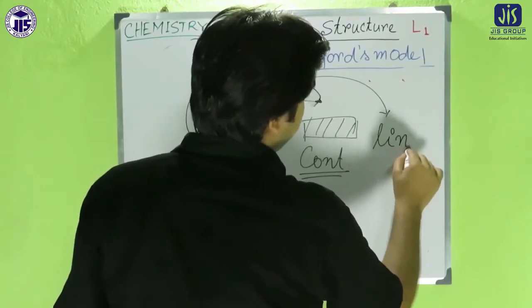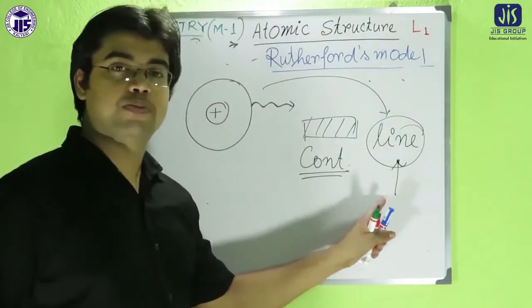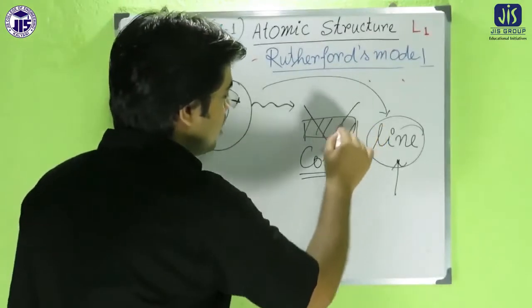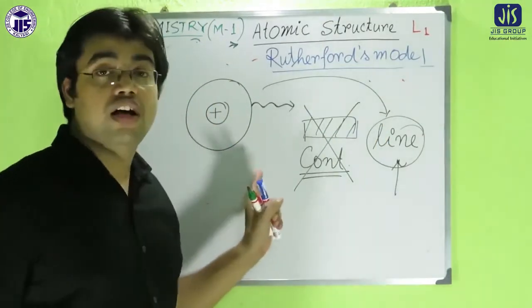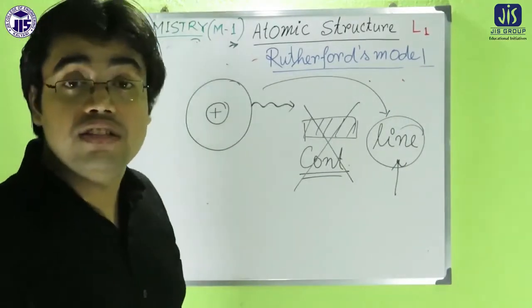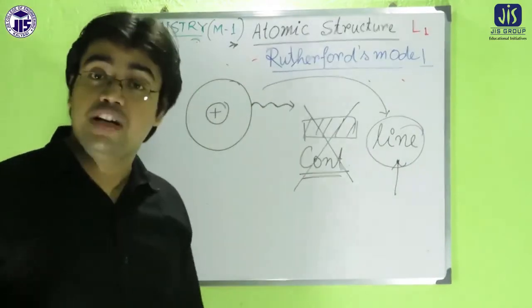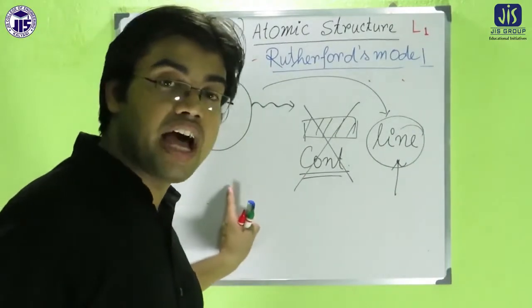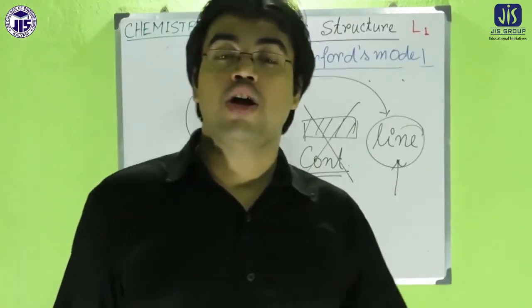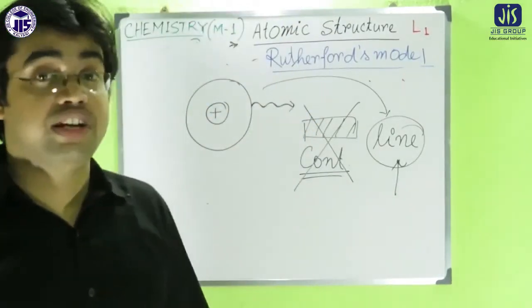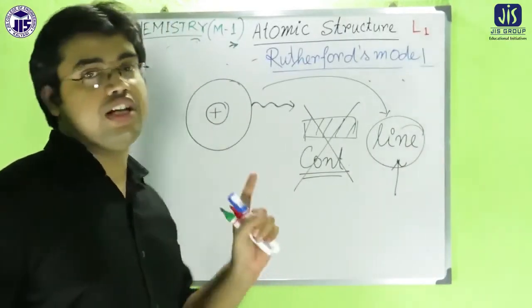That means experimentally the atomic spectra is the line spectra. So continuous spectra is not obtained from the atom. This is another drawback of Rutherford's model. So Rutherford's model was unable to explain the stability of the atom and the spectrum which is generated from the atom.